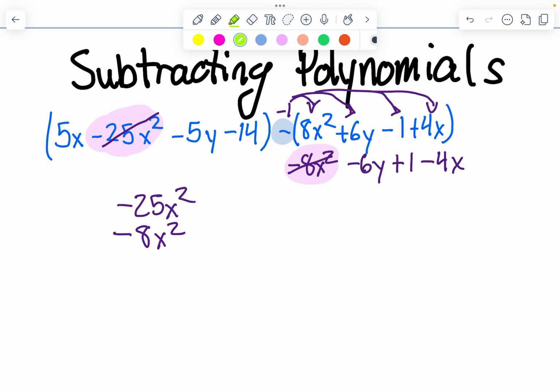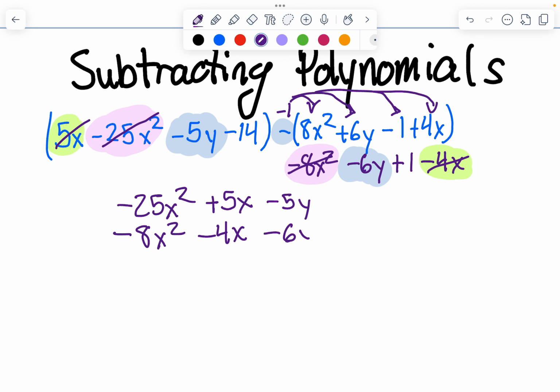Next, I'm going to continue with my x's. So there's a 5x and then a negative 4x. So plus a 5x minus 4x here. That is taken care of. Now it looks like I'm going to go with my y's. So negative 5y and negative 6y. And finally, we're going to end off with those regular numbers, so negative 14 and positive 1.